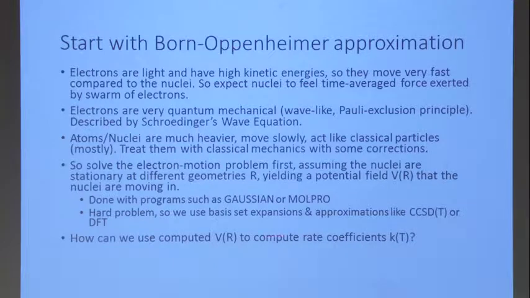We talked about this a few times. And you can use programs like Gaussian or MolPro to compute this V of R. And this turns out it's really hard. And so you can use these high accuracy methods, things like CCSD(T) and the F12 and all this kind of stuff, if you really want to get really good numbers.